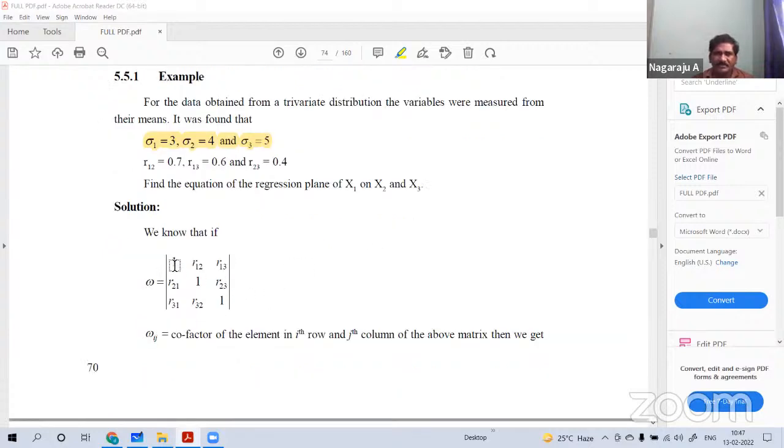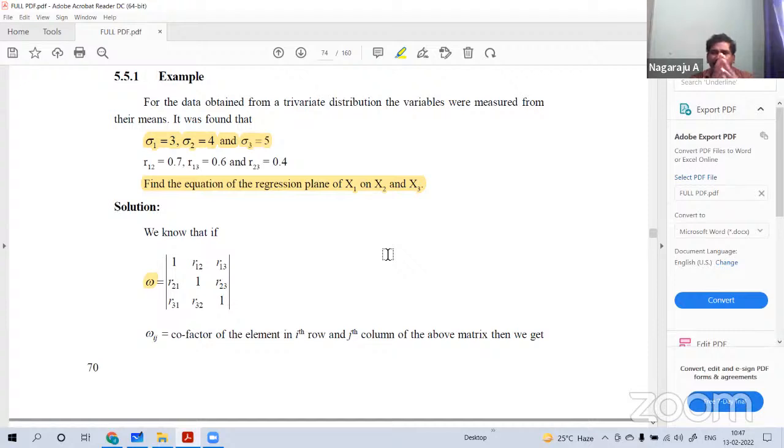So here, as per that, we have the formula W equal to. What is the question asking? Find the regression equation of x1 on x2 and x3. First, I want to find B12 and B13, the coefficients. If I identify the coefficients, then I can directly write the equation. So the main target is that he has given sigma 1, sigma 2, sigma 3 and R12, R13, R23, so we can directly go for the regression coefficients.